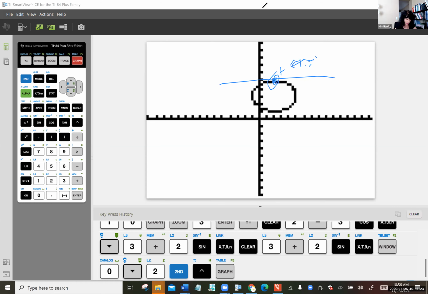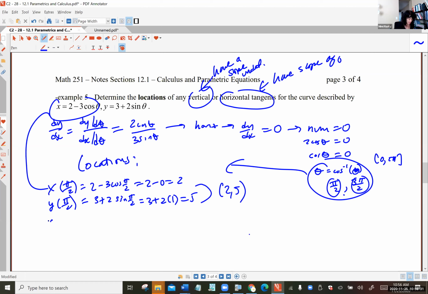Anyway, that's the point where we get a horizontal line. There's another spot too, because we looked at the curve, so we know there had better be two. If you evaluate x at 3 pi halves, I'm just going to do this really quick, I get x is equal to 2 again, and then y evaluated at 3 pi halves, I think I get a 1. So the point (2, 1) will be another location with a horizontal tangent line.